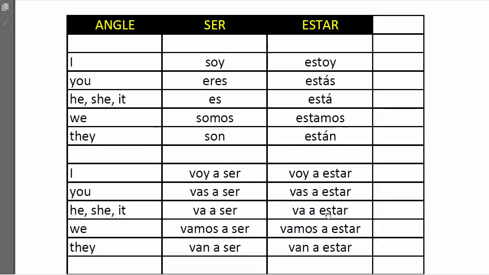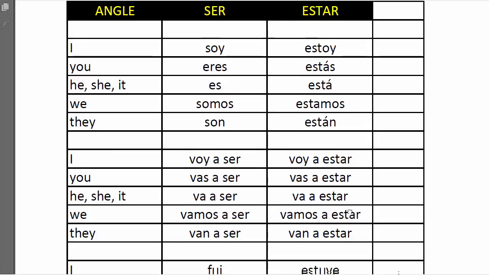The next group we have is for the future. We've also worked a little bit with that. So it would be voy a ser, vas a ser, va a ser, vamos a ser, and van a ser. And then the same for estar. Voy a estar, vas a estar, va a estar, vamos a estar, and van a estar.